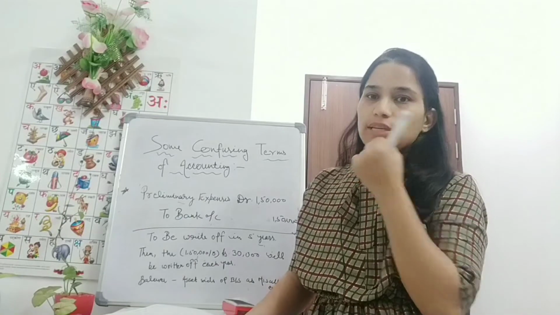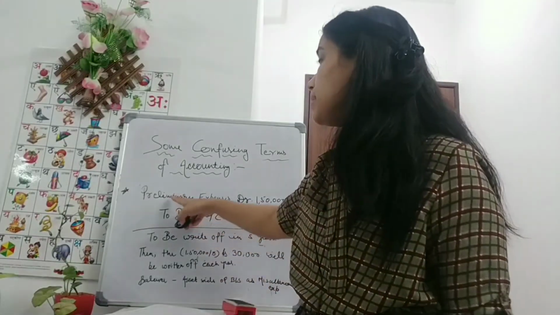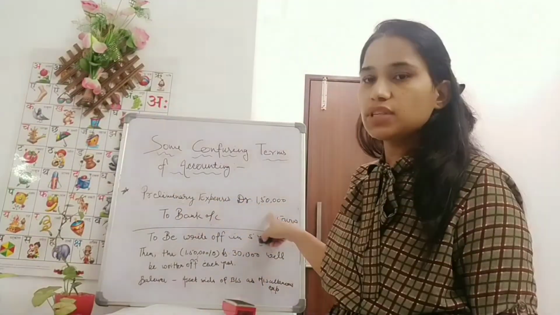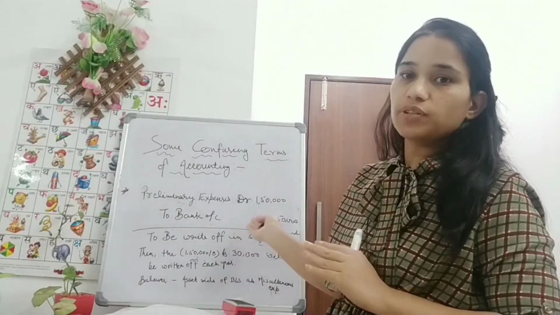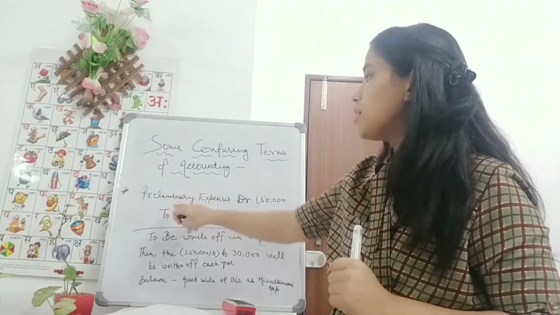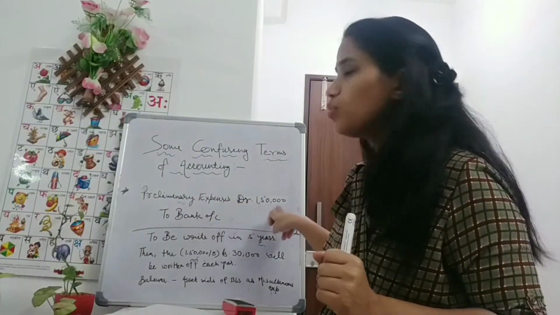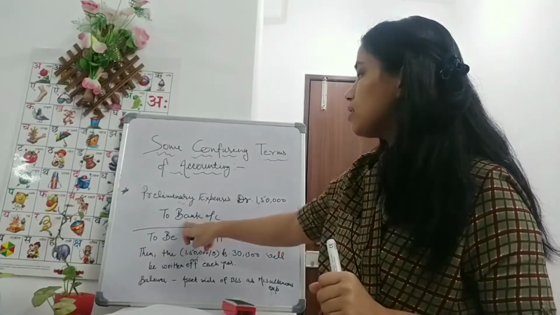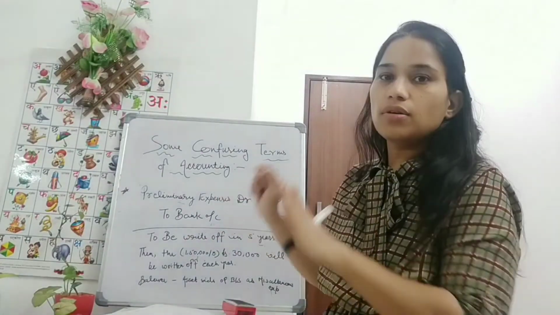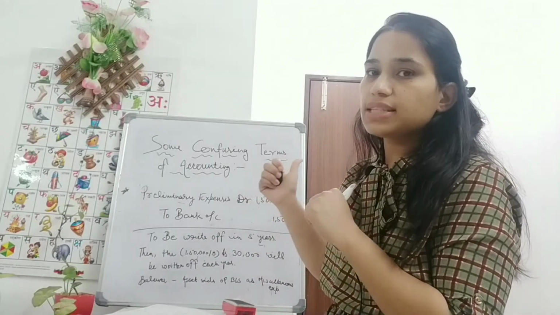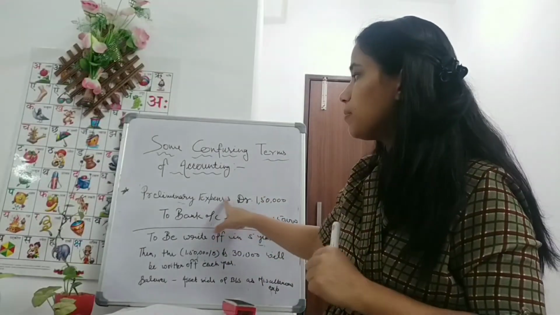Let's say the company's preliminary expenses were 1,50,000 rupees. So how will the company do the accounting for these preliminary expenses? Preliminary expenses debit 1,50,000 and to bank account 1,50,000. This will be the very starting, or initial entry, for recording preliminary expenses.